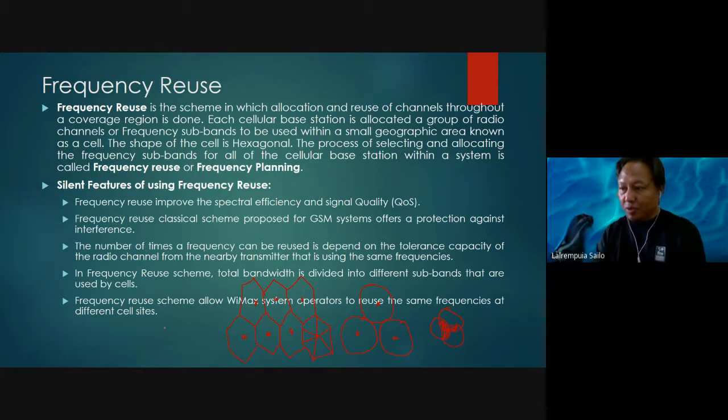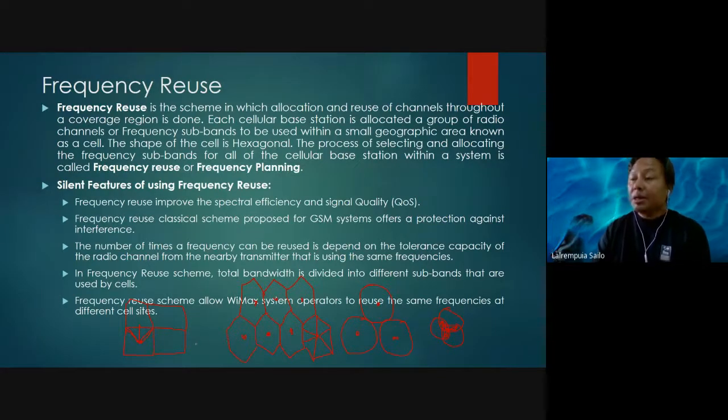Suppose we use a square. If we put the tower in the center, then some edges are too far away from the center and some are too near, so this is not applicable. But if we put the squares together, there is no issue with overlapping or space between the cells. But the distance from the center is very much different compared to the hexagonal.